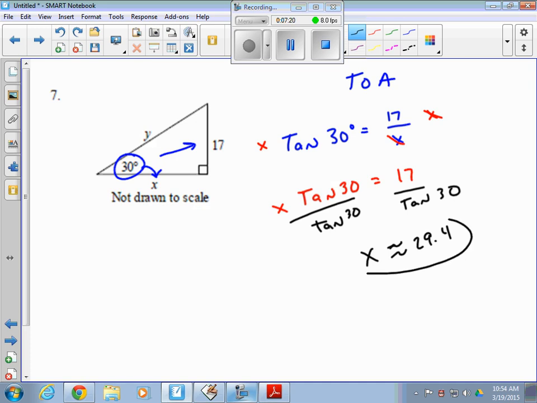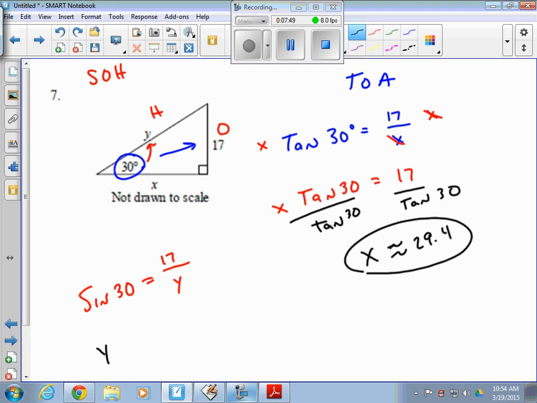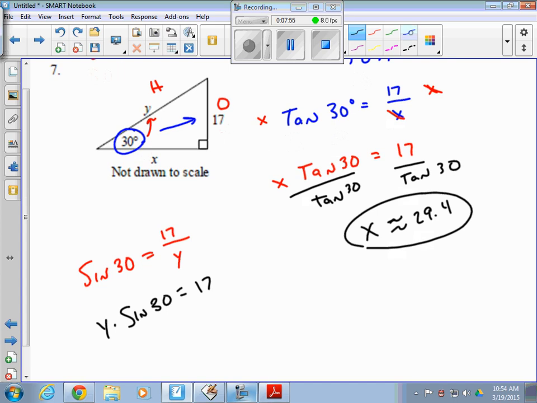We'll do the same thing to find y, except look at what y is. Y is your hypotenuse to go along with your opposite. So the one that deals with an opposite and a hypotenuse is the sine. So your sine of 30 equals your opposite 17 over your hypotenuse y. Again, since y is on the bottom, we have to do 2 steps. Multiply both sides by y to get y times the sine of 30 equals 17. Then divide both sides by the sine of 30 to get y by itself.